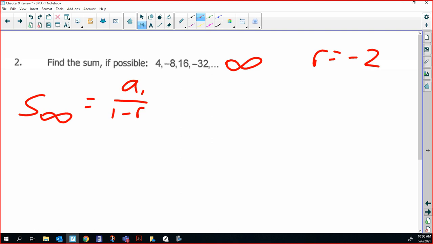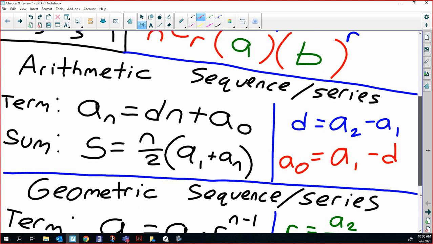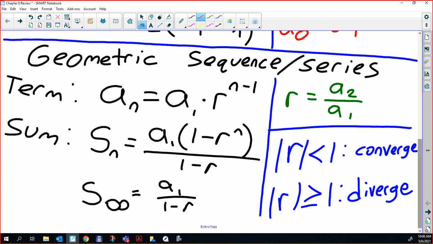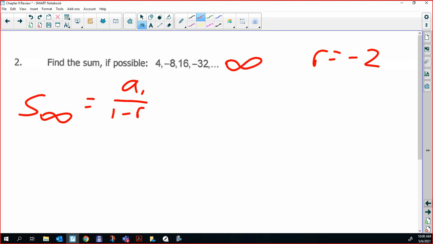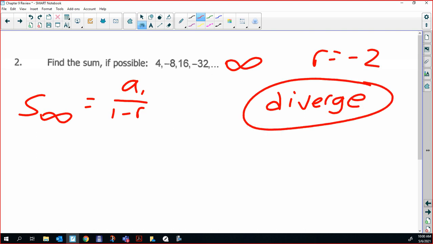And then we can actually stop because r is -2, which means the absolute value of r would be 2, which is greater than or equal to 1, which means it diverges, which means we cannot find the sum. We just say it diverges. So find the sum if possible. It's not possible because it diverges. And all you've got to say is it diverges. Or just diverge.